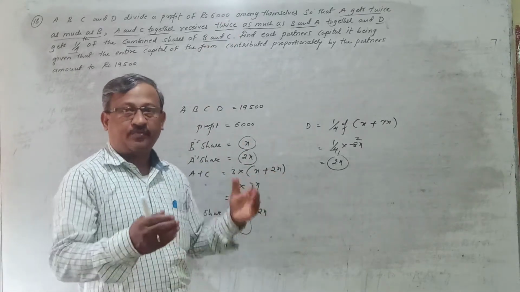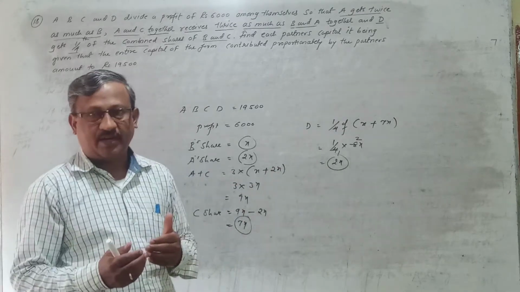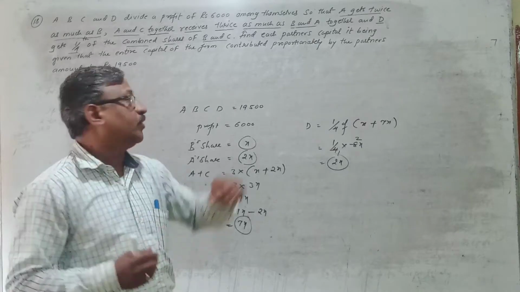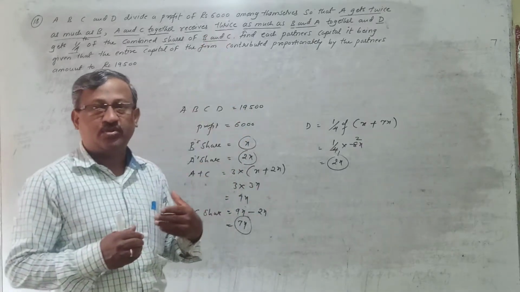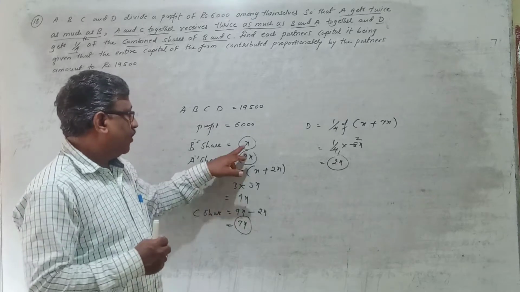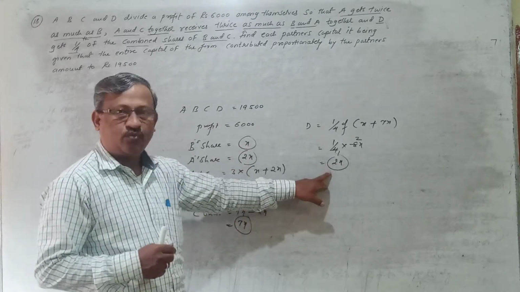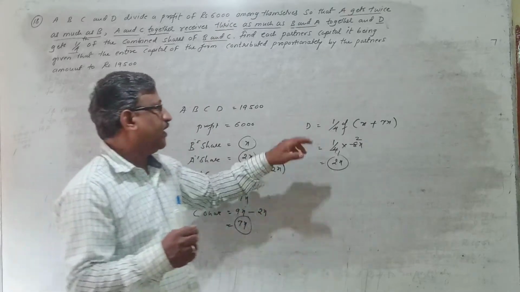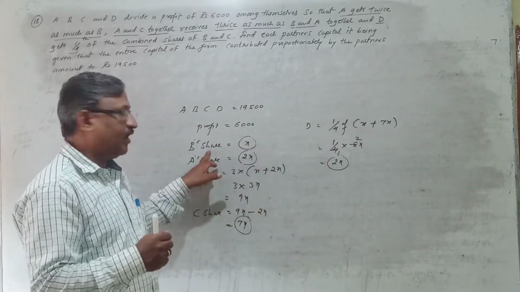Whatever share of profit they are getting, if you re-add those shares, we have to get the total profit. So how to put the equation? Because I want to calculate the X value. For that, you have to add the shares of all these 4 partners and equate it to 6,000, and simplify that equation. So we get the X value. X value means we get B's share.